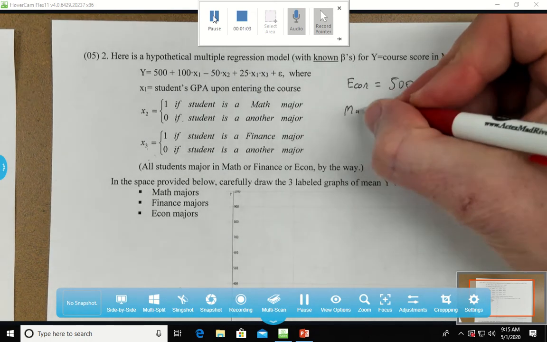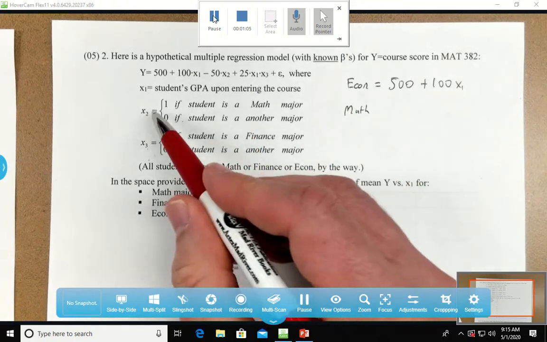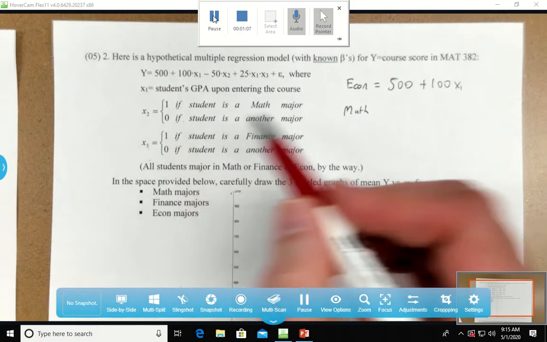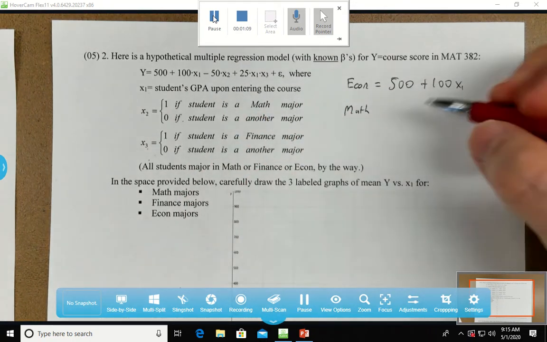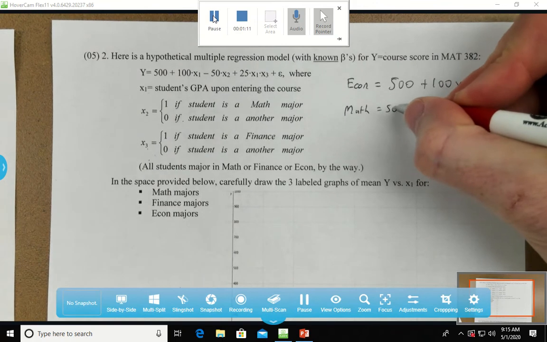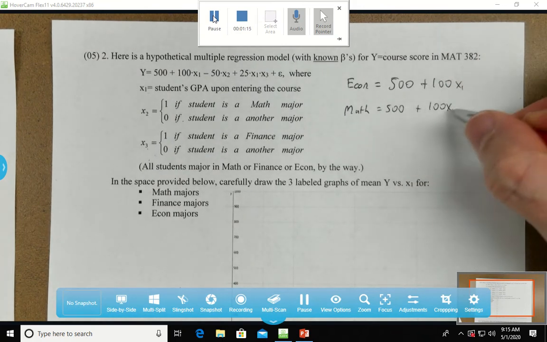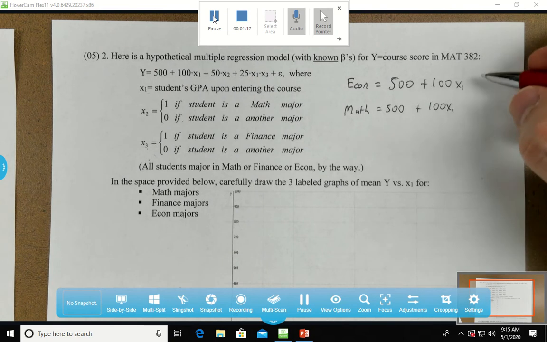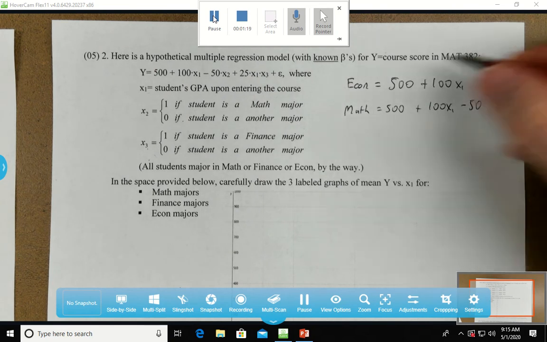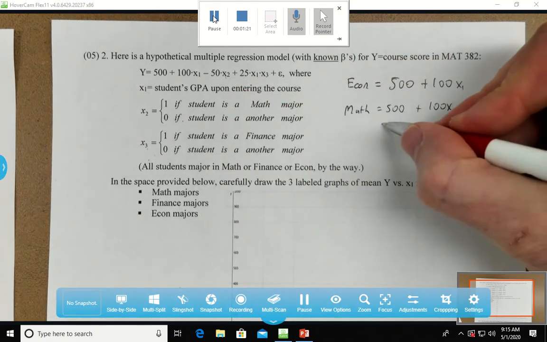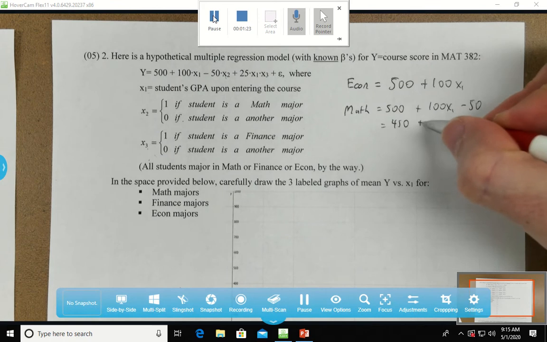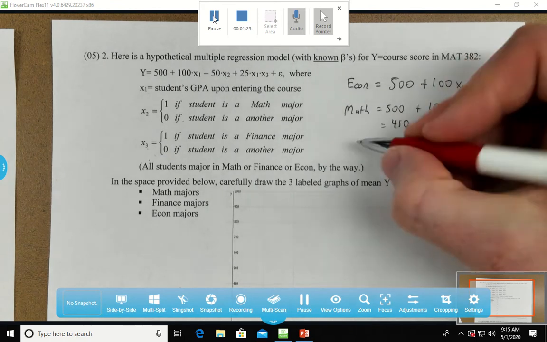Math would be that x2 is 1. And so what we would get is 500 plus 100 x1. That's the quantitative variable, minus 50, because we put an x2 in for 1. And so we'd get 450 plus 100 x1.